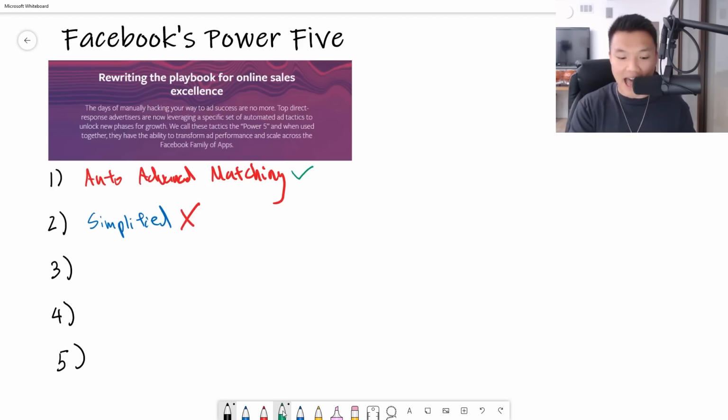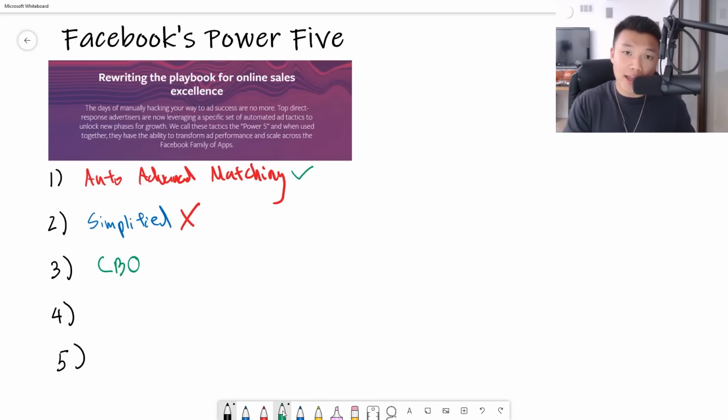And number 3 is actually CBO. So this is where it all comes together, in that CBO. Remember, this is one component of the Power 5. So what about CBOs? What's so different about them compared to ABOs? Well, I'm just going to go over it briefly. You can do more research on your own.